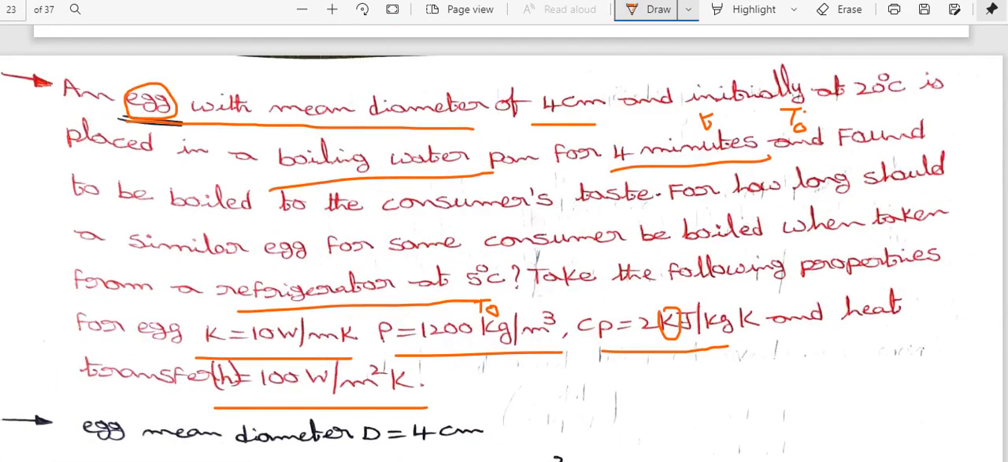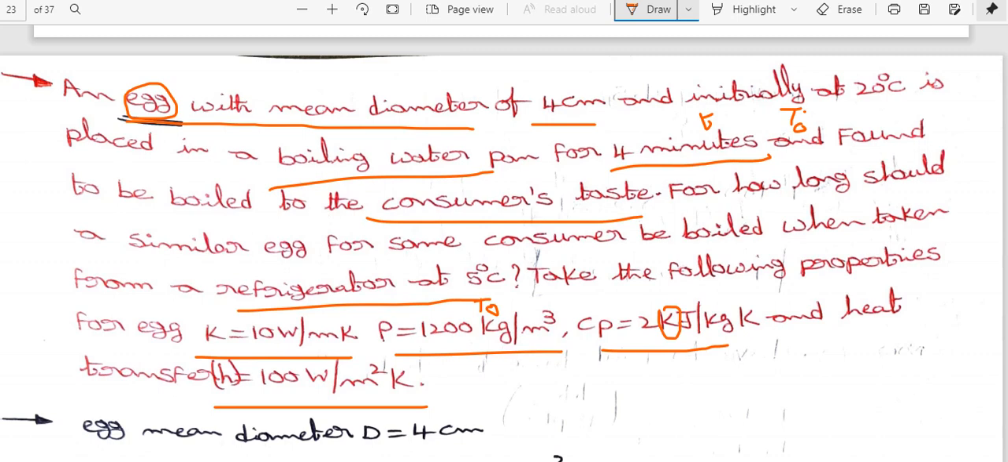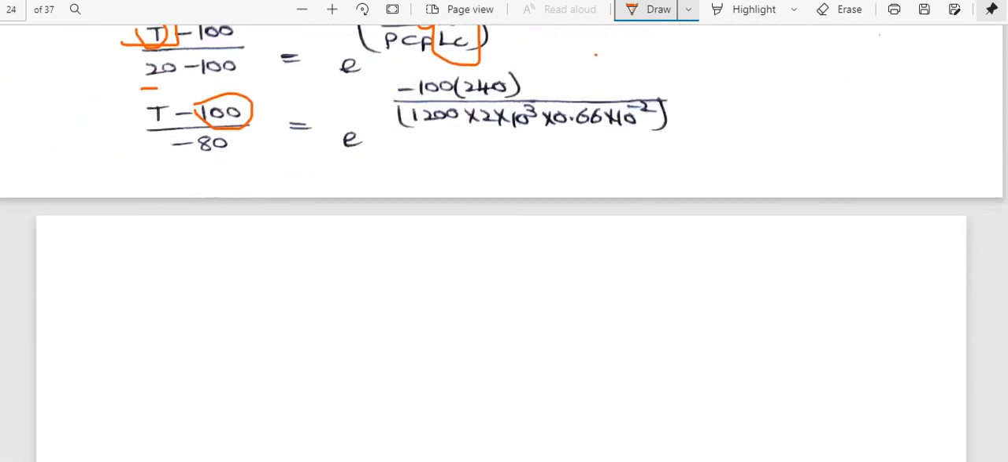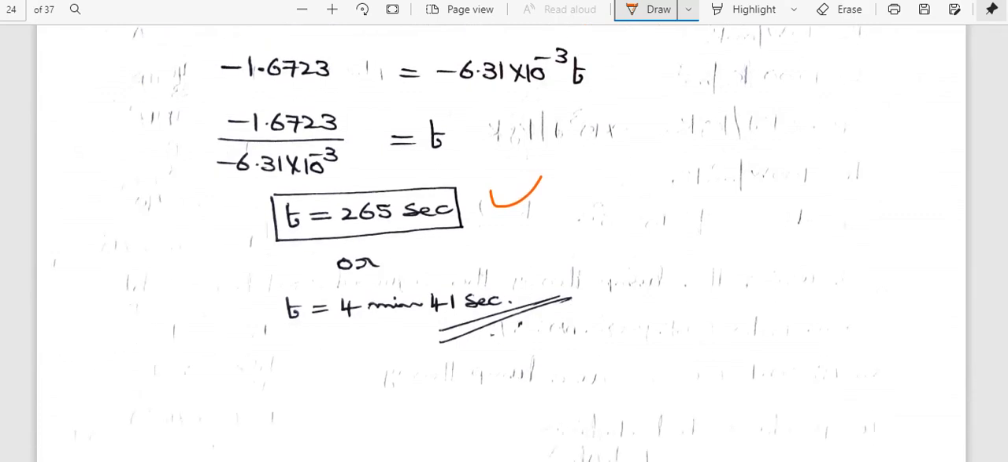So here in this problem, the egg is dipped in the boiled water for 4 minutes and found to be boiled to consumer taste. So the same egg, when taken from the refrigerator at 5 degrees, how much time to be boiled? So here, 4 minutes 41 seconds is the boiling time of the refrigerated egg.